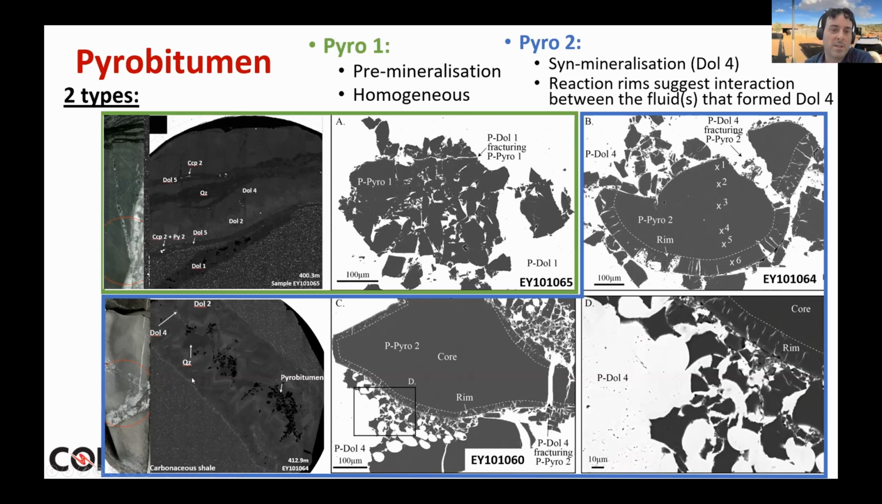What you can see is there are dolomite veins sitting on the edges, and in the core of that vein there's pyrobitumen. There's also quartz, and there's a different color of dolomite, that bright gray color, sitting in there.